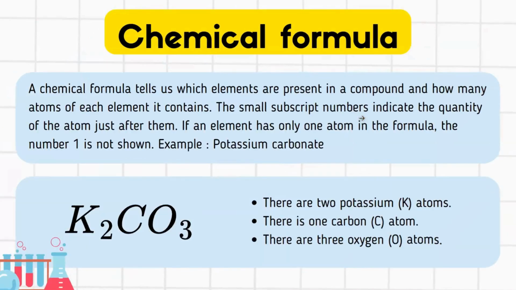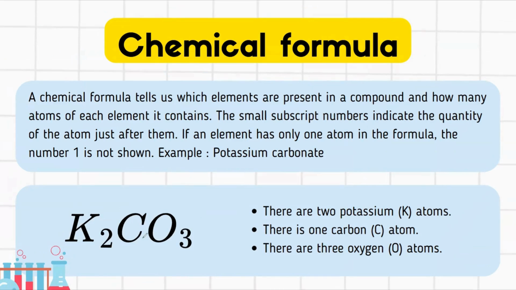What are chemical formulas? A chemical formula tells us which elements are present in a compound and how many atoms of each element it contains. So, as you can see in K2CO3, this is a chemical formula, right? It shows us what elements are there. There is potassium, and then carbon, and then oxygen.